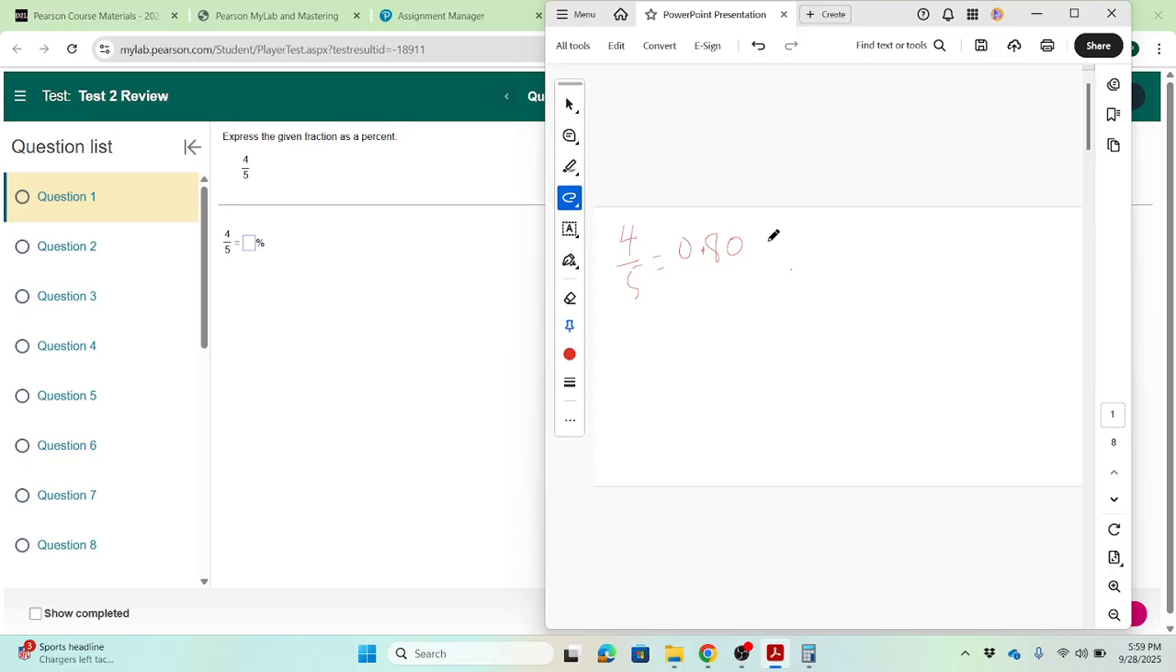And to change that into a percentage, you just have to move this decimal sign 2 digits to the right. Okay, so that would be 80 point, and the rest of the digits there are zero, so you don't have to write that down. So it's just 80%. So 4 over 5 means it's 80%.